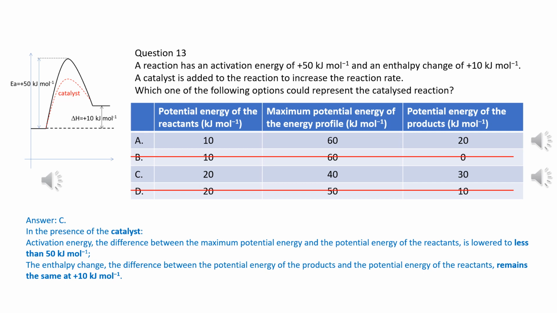For option A, the highest potential energy is 60, and its activation energy is 60 minus 10 equals 50, which does not meet the requirement of a catalyst environment where the activation energy should be less than 50. For option C, the highest potential energy is only 40, and its activation energy is 40 minus 20 equals 30, which is less than 50 and complies with the catalyst environment. Therefore, the correct answer is C.